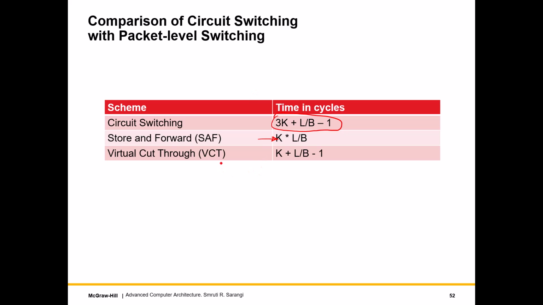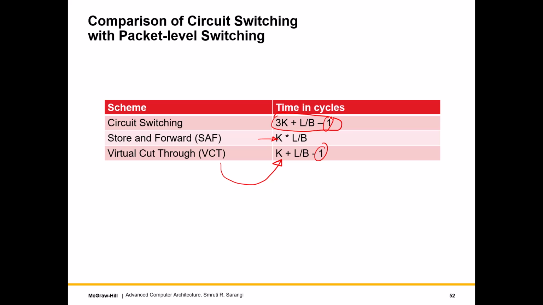So what is the best? The best idea that is coming out from here is k plus L by B minus 1, which is the time in cycles. Of course, the assumption that we are making is that you can transmit a new flit every cycle, right? But if you break that, these constants 1 will change, but that will not make a big difference overall. So that's the reason we decided to live on with this simplistic assumption.